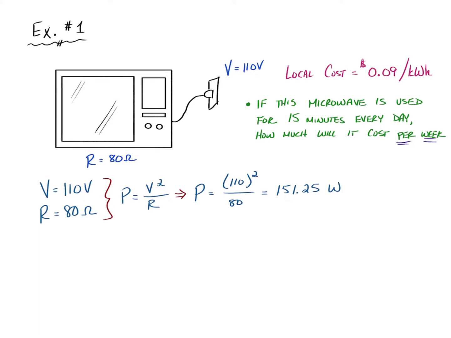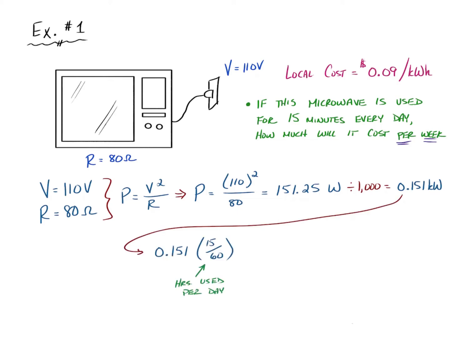Step two is to convert it to kilowatts. So I'm going to divide that by 1,000. I know that the power output of this microwave is 0.151 kilowatts. Now I do need to eventually get into the unit of kilowatt hours that the power company charges me in. So I'm going to do that by first converting from minutes to hours. So it's 15 minutes per day. Well, 15 divided by 60 gives me the hours used per day.